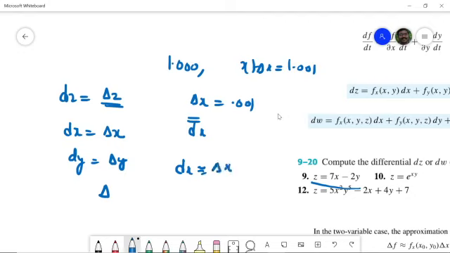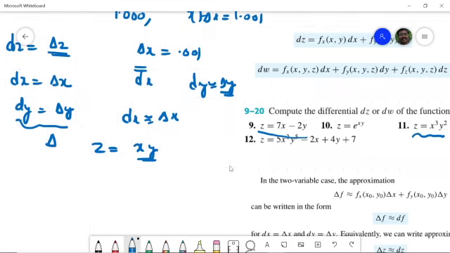Similarly, suppose my z is equal to x into y. Okay, and similarly we can say what is y. So dy denotes actually the change in y. Okay, so with these ideas in mind, let us do some problems here.